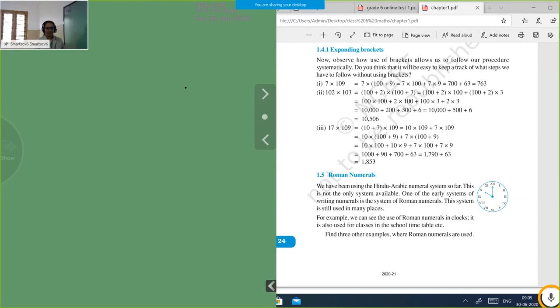Today we are starting with the maths period. Are all ready for that? Okay, we can start maths. Take your notebook and textbook with you. Okay, where did we stop, children?